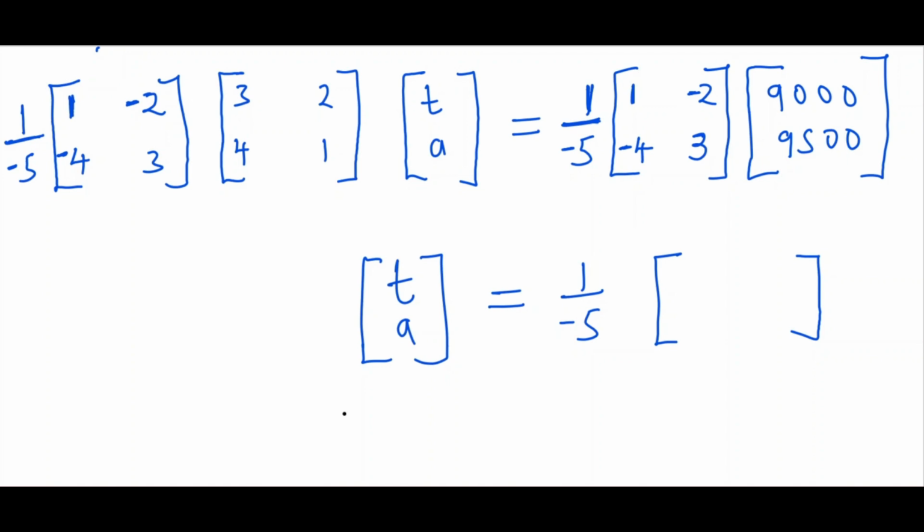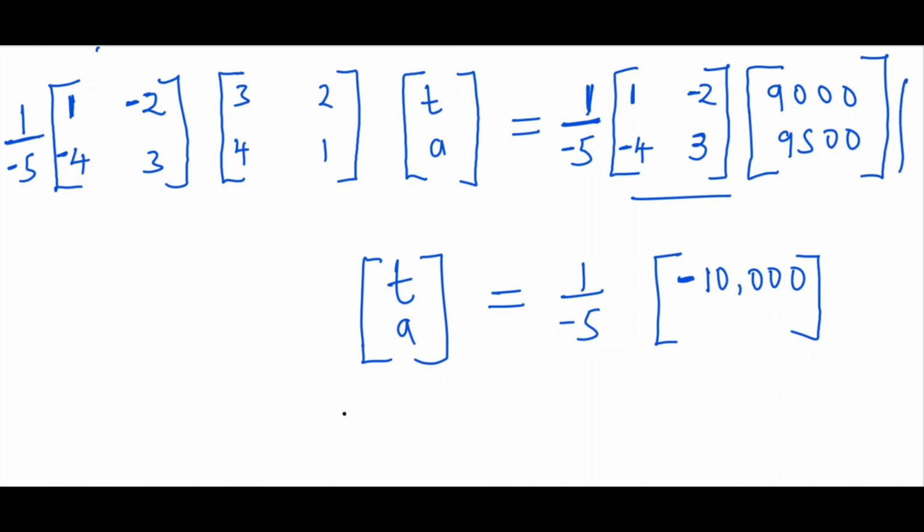Now we can multiply. Rows times columns. 1 times 9,000 is 9,000. Negative 2 times 9,500 is negative 19,000. When we take 9,000 plus negative 19,000, we shall be left with negative 10,000. Please watch our video on matrix multiplication to make sure you know what you are doing when you come to this step. In the second equation, we shall take again rows times columns.